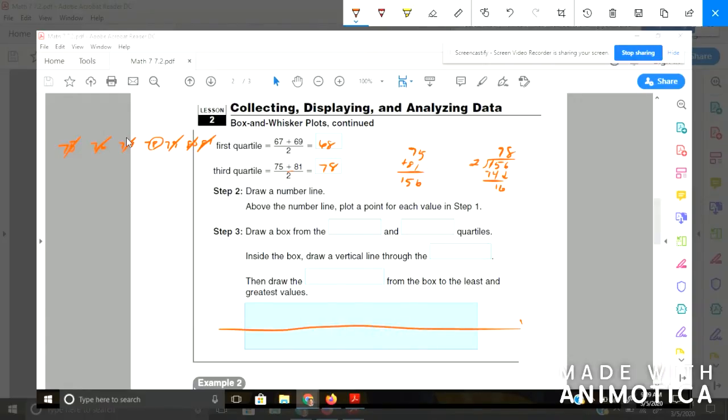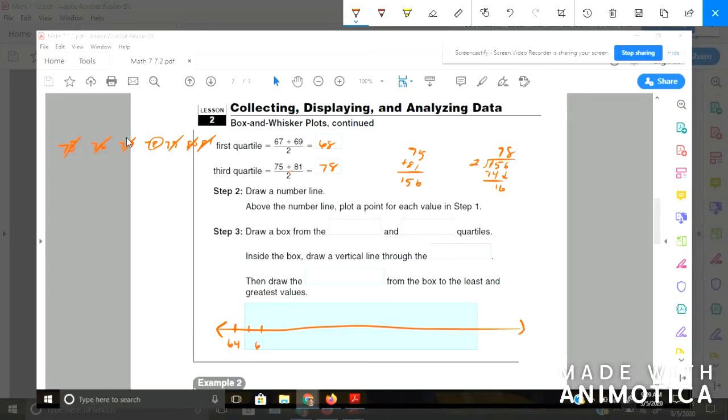And my lowest number, I think was 67. Let me just flip back and look. Yep. And my greatest number was 85. So my numbers should go from 67 to 85 at least, and then I usually like to go by at least one more. So I'm going to start at, let's just say 64. And then I'm just going to go by ones.